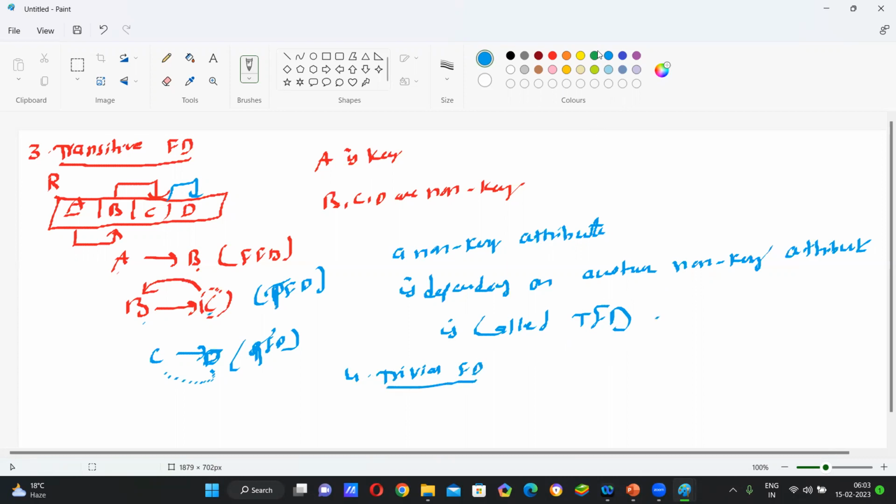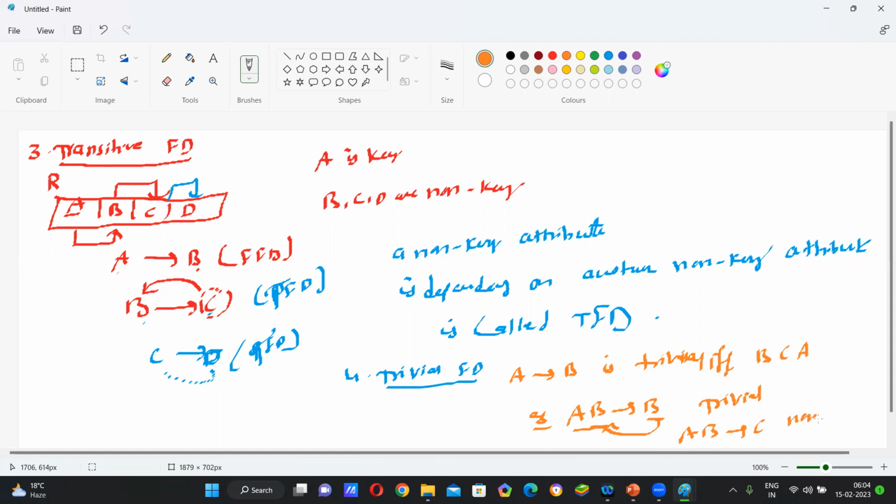Sir, what is trivial? A determines B is trivial if and only if B is a subset of A. Otherwise it is non-trivial. Suppose let's take one example. AB determines B. Here B is a subset of AB. It is trivial functional dependency. Suppose AB determines C. C is not a subset of AB. It is non-trivial. I think we got the clarity on FDs.